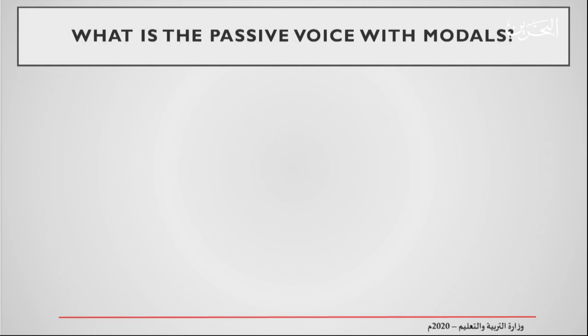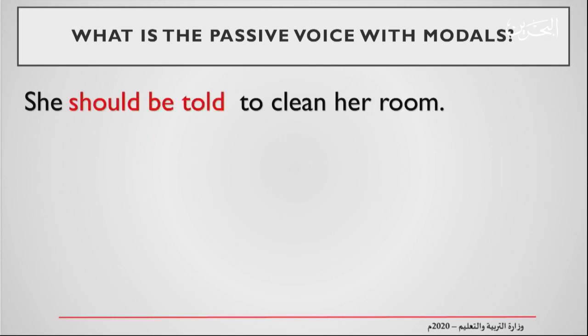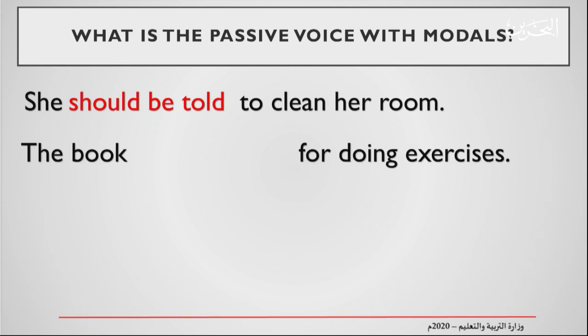So, let me ask you the question. What is the passive voice with modals? Okay, let me explain that with a sentence. She, gap, to clean her room. Now, I would like to use the passive voice with modals in this sentence. It goes like this. She should be told to clean her room. All right, let's jump to another example. The book for doing exercises. I would like to use the passive voice with modals. I say the book must be used for doing exercises.